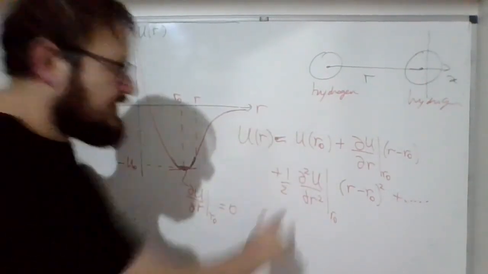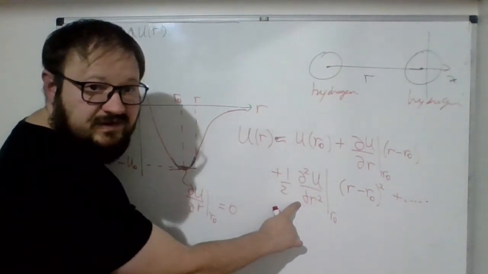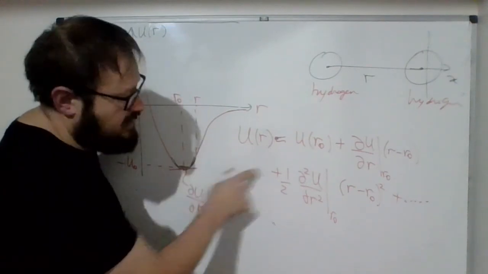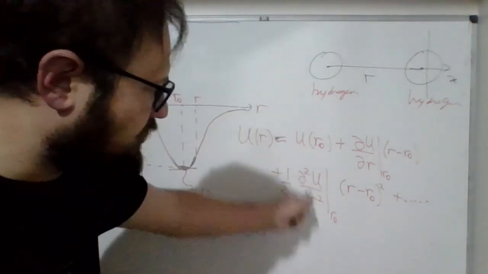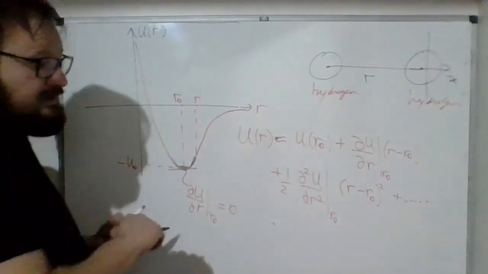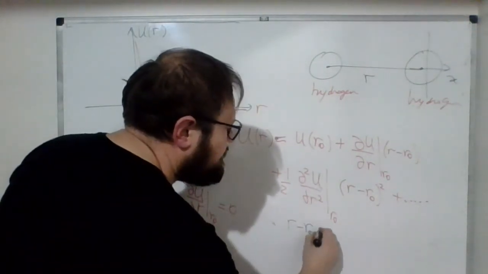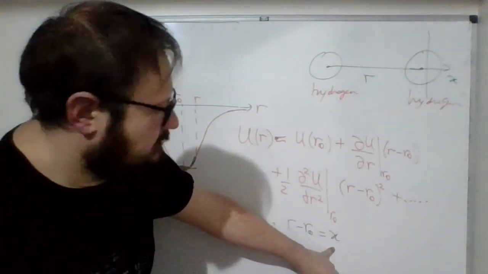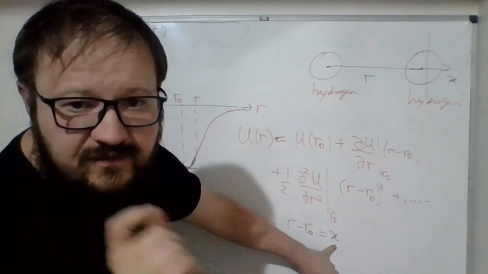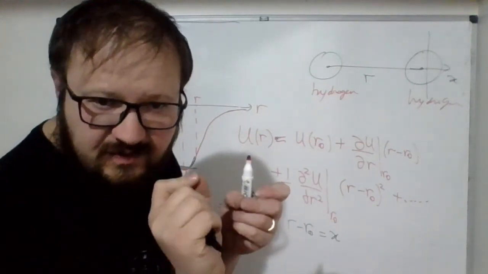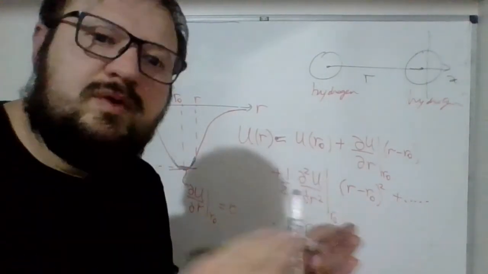All right? And the second order derivative is positive because it's a minimum. So near a minimum, the second order derivative is positive. So this is a positive value. And this distance here, r minus r naught, I can call x. It's the slight difference from the equilibrium. It's the difference between the actual distance of the objects and the distance at the equilibrium point.